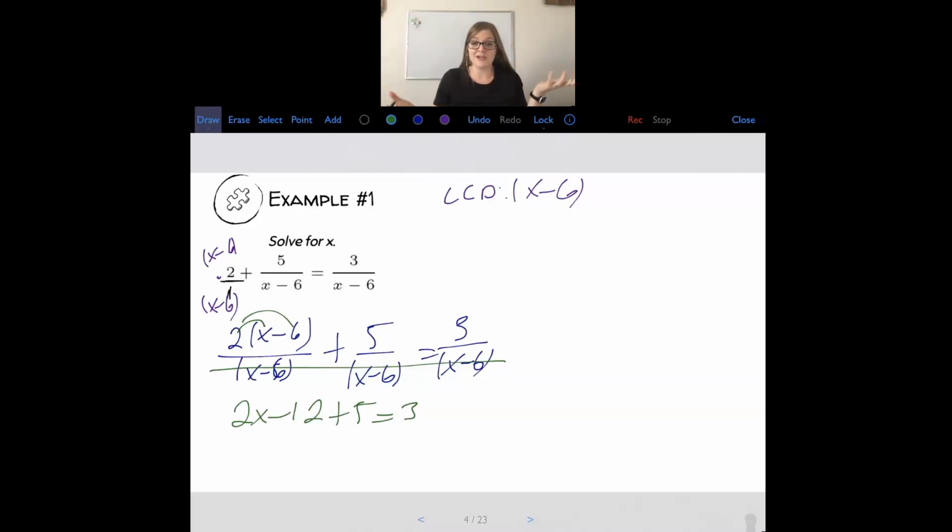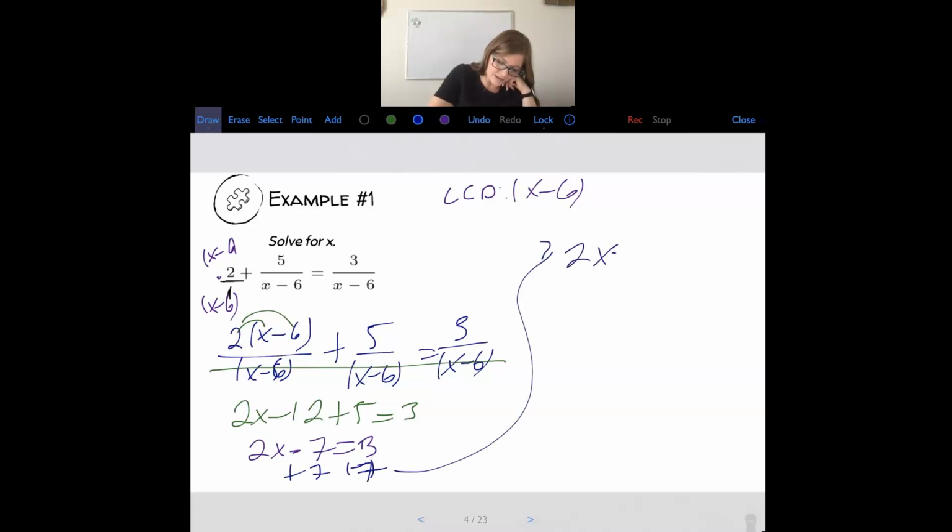We've got a linear equation. We know how to solve this. Let's keep going. So we have 2x minus 7 is equal to 3. We'll add 7 to both sides. So we have 2x is equal to 10. Divide both sides by 2, and we get x equals 5.